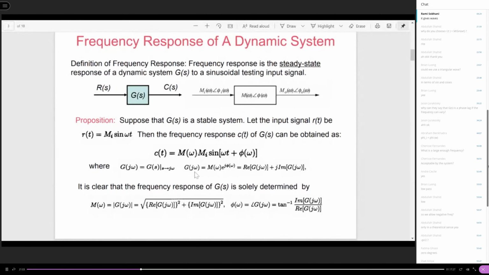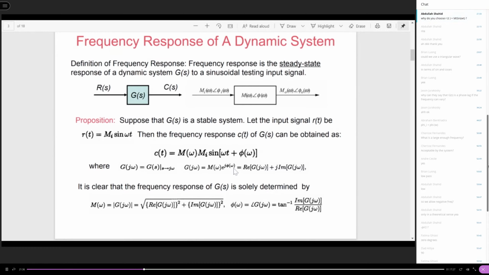Okay, and because it's a complex function, you can actually get its magnitude and its phase. So you can write G of j omega in this kind of expression: M of omega multiplied by e to the j phi of omega. And also you can write it in terms of the real and the imaginary part, right? This is all math manipulation.